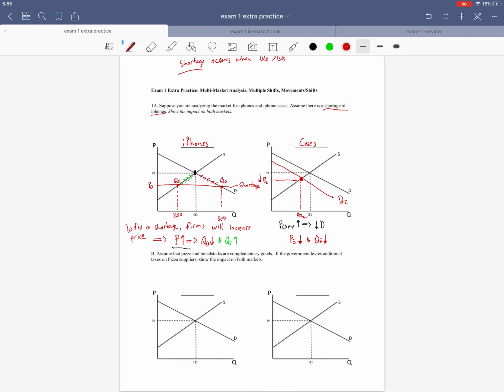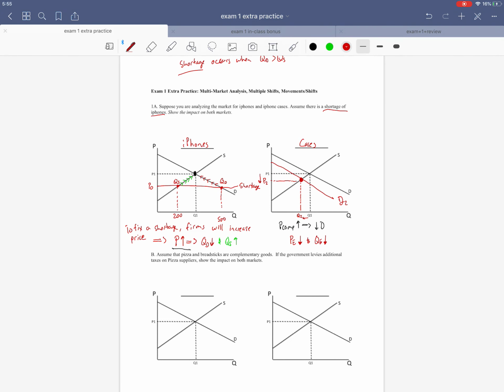Let's look at the second one. We see that pizza and breadsticks are complementary goods. If the government levies additional taxes on pizza suppliers, show the impact on both markets. So we have our market for pizzas and a market for breadsticks.